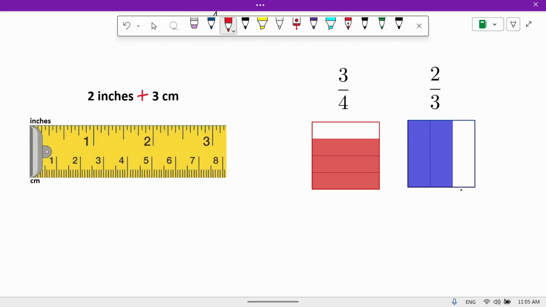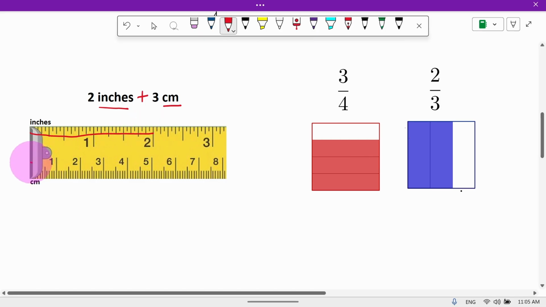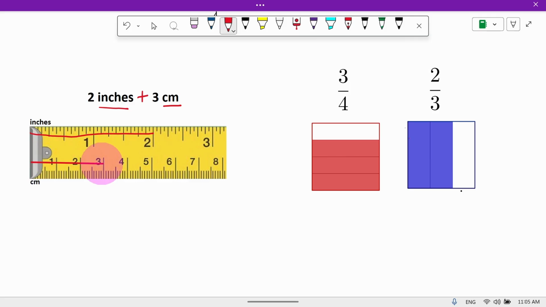How long is 2 inches plus 3 centimeters? Well, firstly, we have to see that they are different units. So we cannot just add the numbers. We have to transform them to both being the same unit, either inches or centimeters. So here is 2 inches, and here is 3 centimeters.